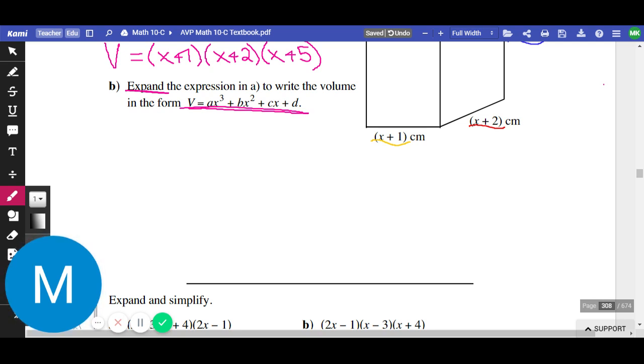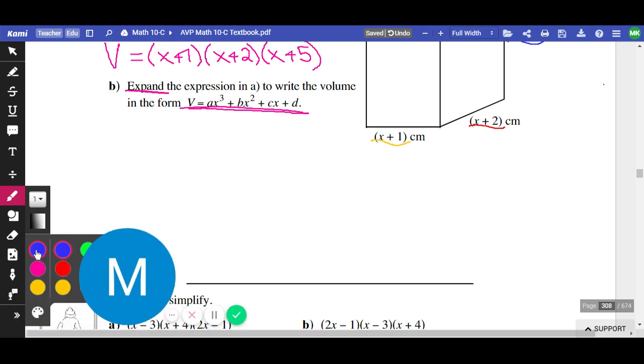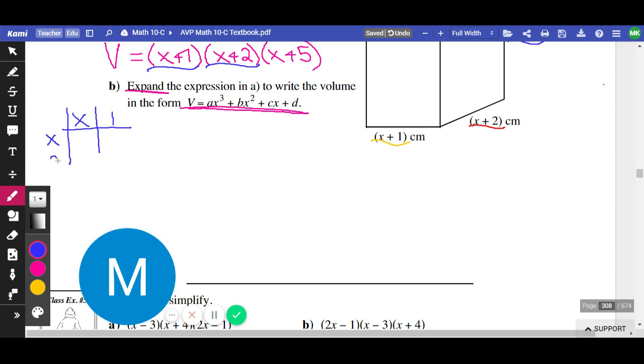I'm going to just do the first two, because I think it's easier to just do the first two. So if you look, I'm going to multiply these guys together first. When I multiply those two guys together, I've done a lot of distribution, so I'm going to do an area diagram for this guy. I would get x squared, x, 2x, 2. I would get those four terms.